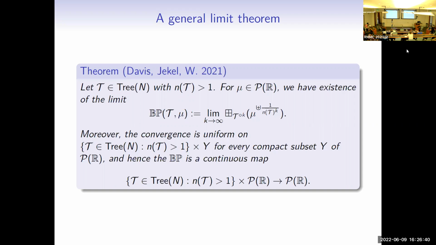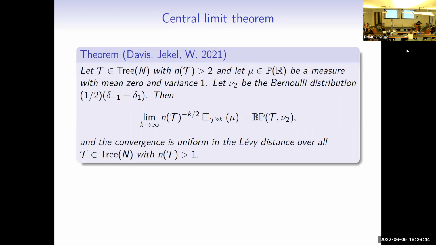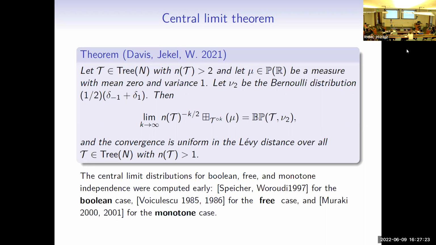We can also get some central limit theory, where if we consider some probability measure with mean 0 and variance 1, then we can claim that this tree convolution with normalization n to the negative k over 2 converges to the probability measure which maps the central limit theory for the Boolean case to this tree T case. For the Boolean case, this central limit theory is just for the Bernoulli distribution. So we're just mapping this to the tree T case. For the Boolean case, free case, and monotone case, this central limit theorem has been studied in many papers. Here we generalize this for the tree convolution case.